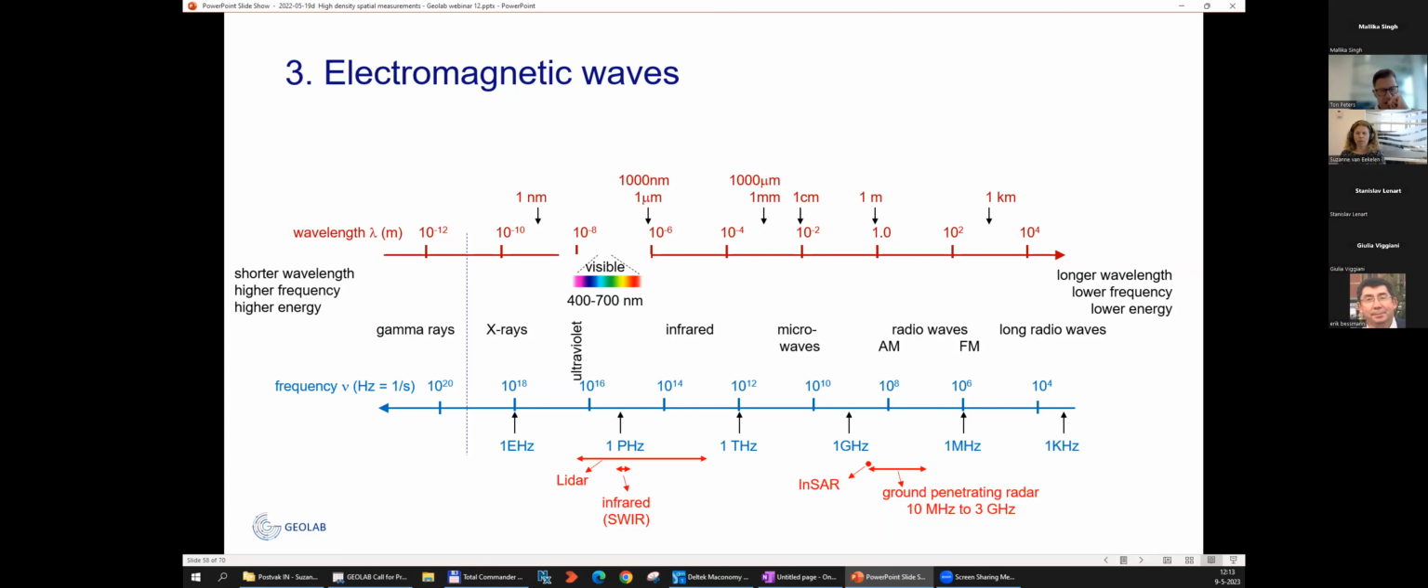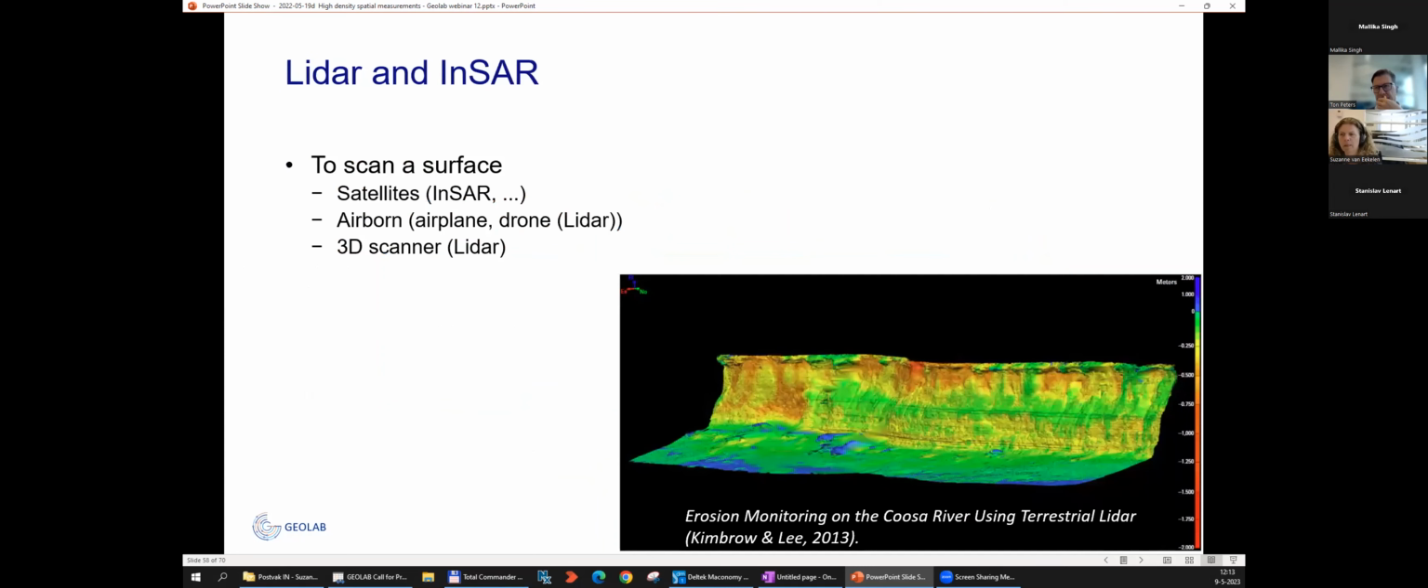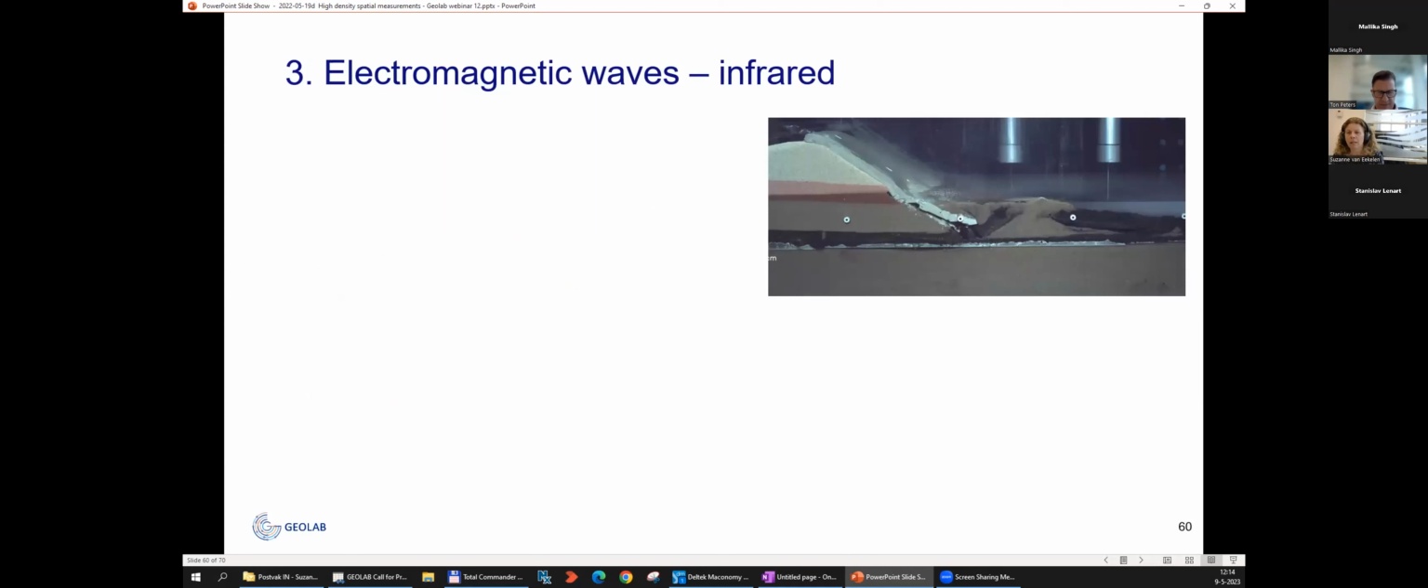And I will show you one slide about LiDAR and InSAR, and then I will shortly go into infrared and ground penetrating radar. So LiDAR and InSAR are both scanning techniques. We can scan a surface. The InSAR is from a satellite, and LiDAR can be done from an airplane or a drone, or just a 3D scanner in a lab. We're also doing this for PEPSTR, for example. And then infrared. This part was contributed by Barcelona University.